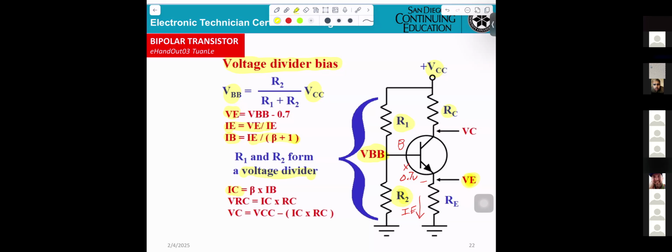VRC equals IC times RC, and VC equals VCC minus IC RC. That's all of the formulas for this circuitry. If you get any question, anything more, you can get along with that. You will be using them all the time.